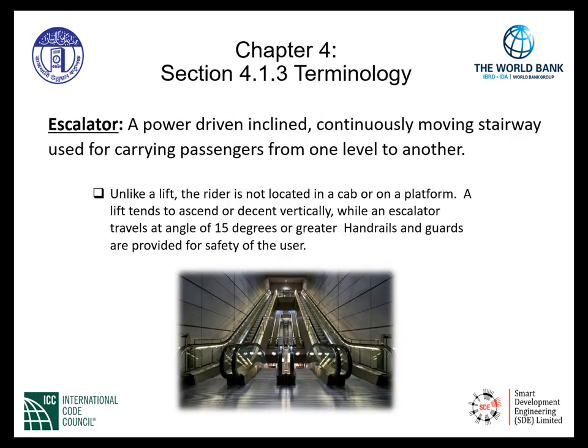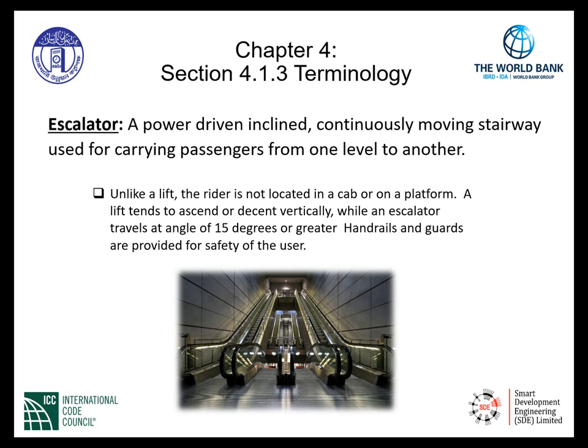Our terminology for escalator: a power-driven, inclined, continuously moving stairway used for carrying passengers from one level to another. Unlike a lift, the rider is not located in a cab or on a platform. A lift tends to ascend or descend vertically, while an escalator travels at an angle of approximately 15 degrees or greater. Handrails and guards are provided for safety of the user.